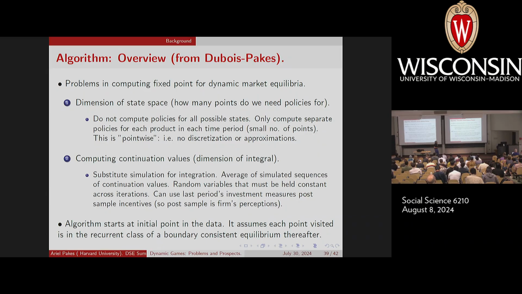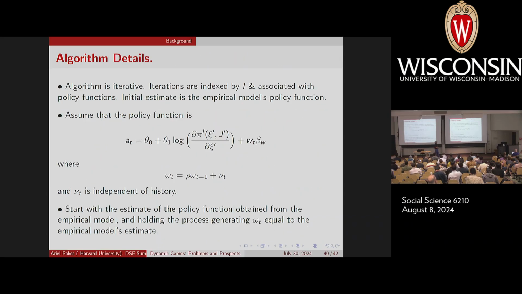Okay. So that's what's going to happen. I'll show you how to do it now. The algorithm is iterative. Iterations are indexed by L here and associated with policy functions. So every iteration has a policy function for every firm. I'm calling the policy A_t because we were doing advertising. It's going to be a function of the derivative of profits with respect to C, and it should have been the derivative of C with respect to A, and then some other variables, omega t, W_t, and I should have added omega t there.